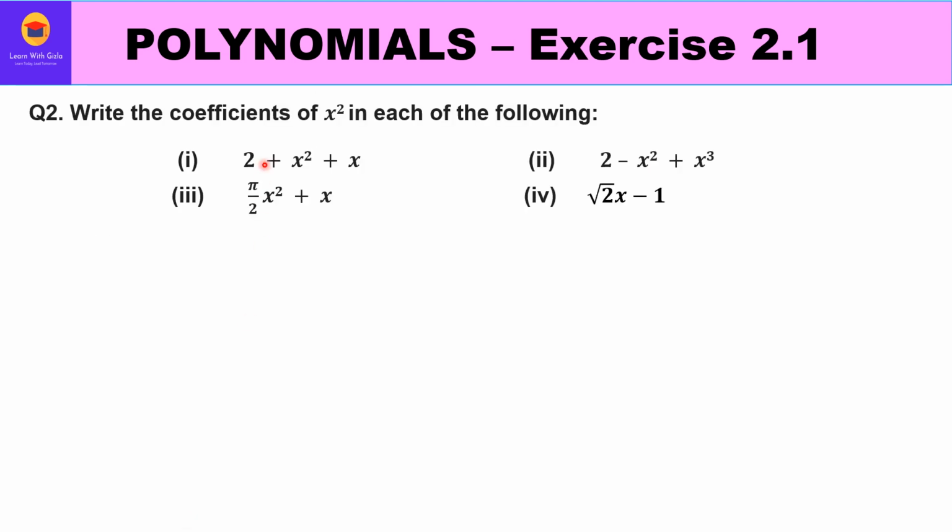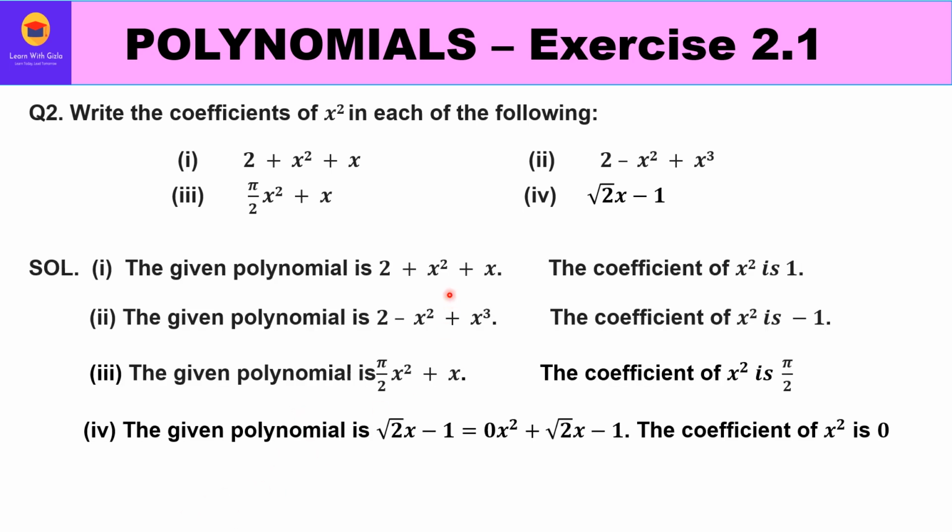Now in the second question they are saying write the coefficients of x square in each of the following. So there are four parts. We have to write the coefficients of x square. So let us start. The first one, if you observe over here, we have 2 plus x square plus x. Can I write 1 over here? Right? Because it is 1 into x square. So the coefficient of x square is 1. Similarly over here also I can add 1, 1 into x square, right? So the coefficient will be minus 1.